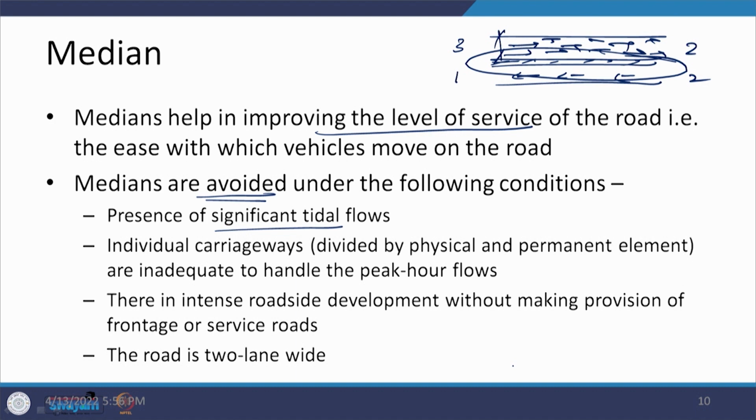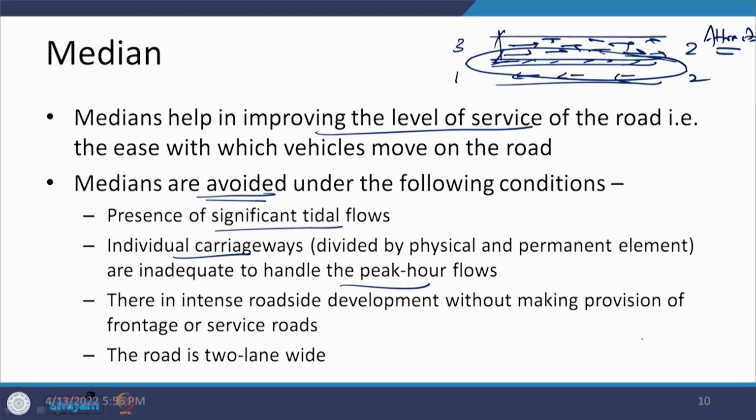Then, the individual carriageways divided by physical and permanent elements are inadequate to handle the peak hour flows. So, that is the same thing. If you find that the traffic moving in a particular direction, because of, say, certain attractions here, is quite high, and this is not able to handle the amount of traffic which is there. So, the traffic which could be handled is, say, 2000 vehicles per hour, and now the vehicles which are coming is 3000 vehicles per hour. Then in that particular case also providing these physical or permanent medians is not a good idea. What we can work with is a temporary one.